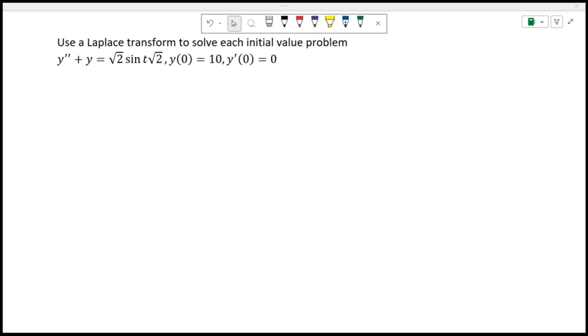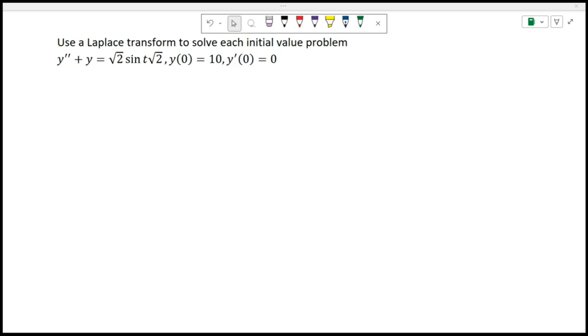Hey there. In this example, we're going to solve a differential equation using a Laplace transform. In particular, this is an initial value problem, which is important for solving using a Laplace transform, because you need initial conditions to make this method work.